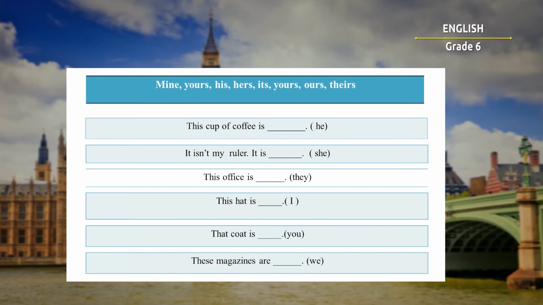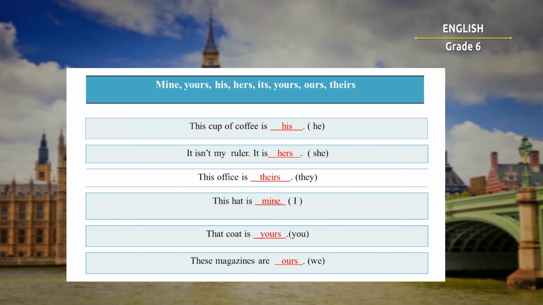Perfect. Compare your answers and correct your mistakes if you have them. This cup of coffee is his. It isn't my ruler, it's hers. This office is theirs. This hat is mine. That coat is yours. These magazines are ours.